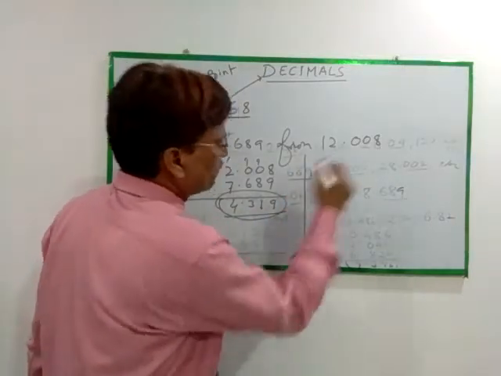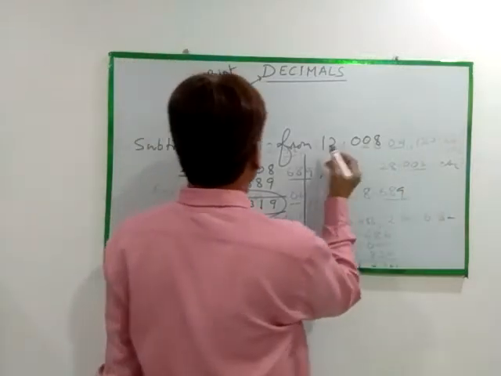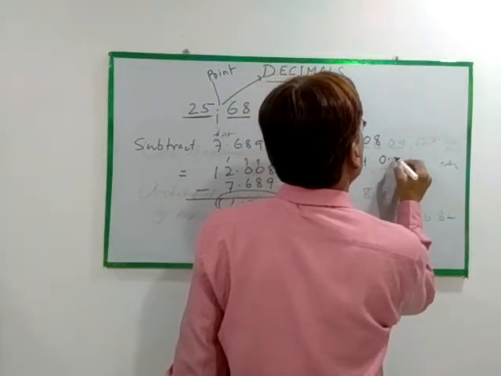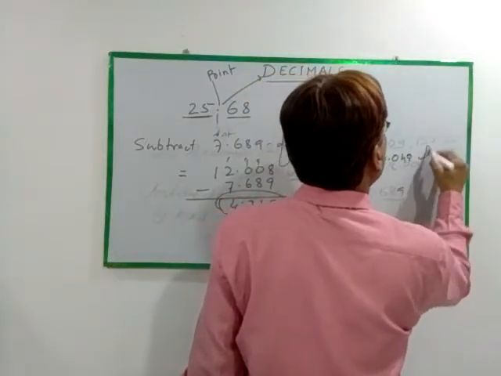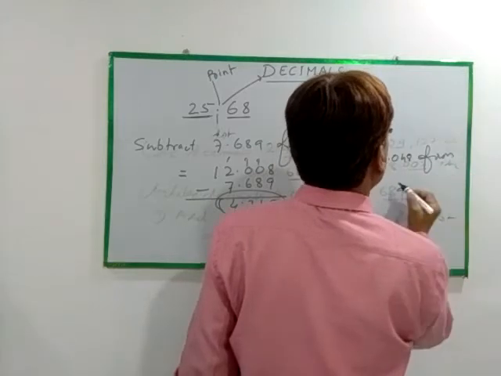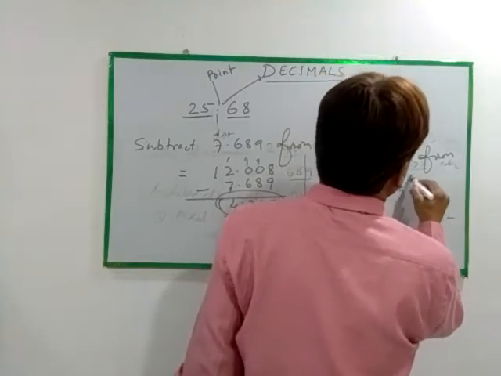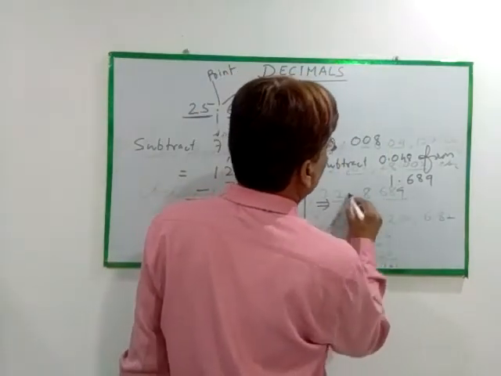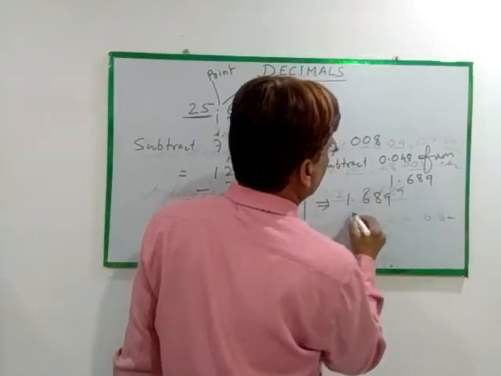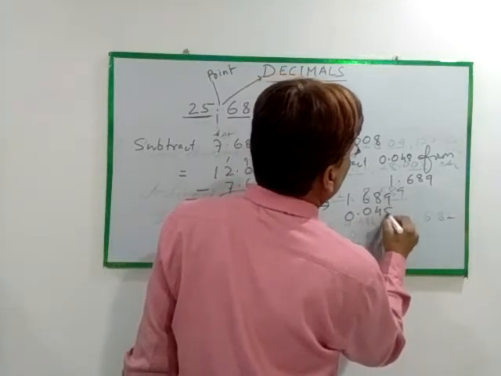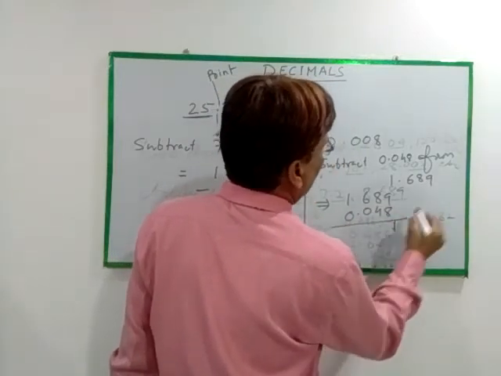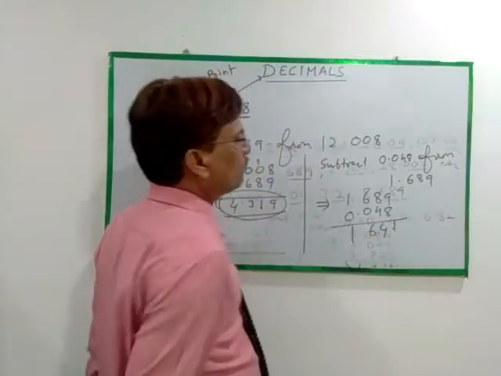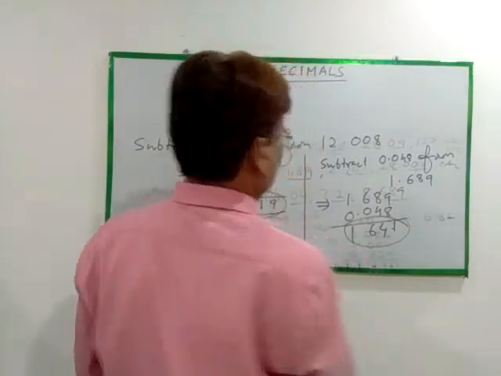Now we take another example. Subtract 0.048 from 1.689. Write 1.689, then 0.048, and subtract. The result is 1.641.